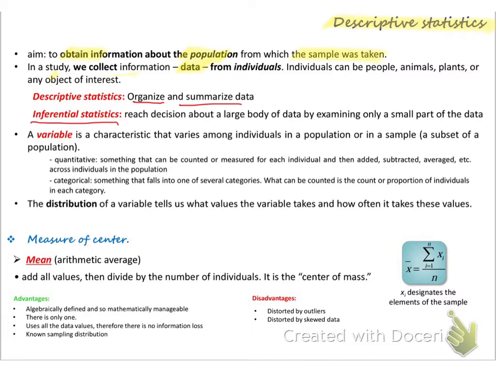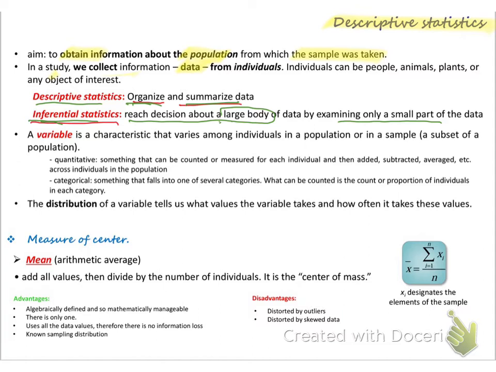So descriptive statistics just organize and summarize the data. Inferential statistics reach a decision about a large population just by examining a small part of it. Take 10, 15, or 100 people, and arrive at a conclusion about 1 million or 2 million people. This is called inferential statistics. We can predict the behavior of the population from a small sample.